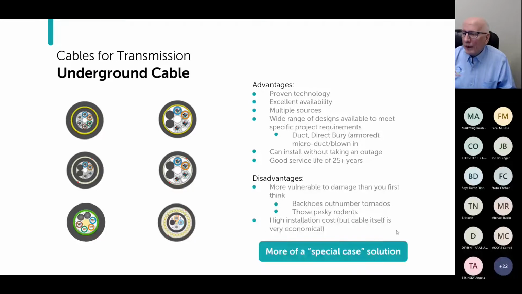Secondly, very high installation cost. So the cable itself is really economical, but getting it installed is quite expensive. So in a transmission application, I consider this more of a special case solution. It might be appropriate in some cases, but not a very general solution, in my opinion.